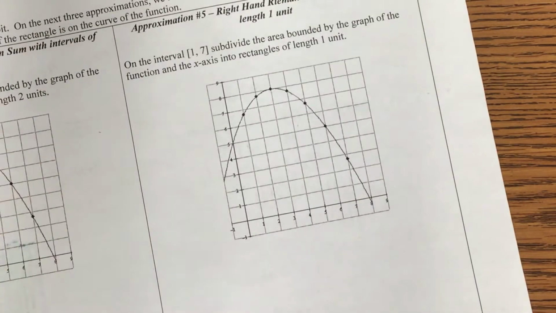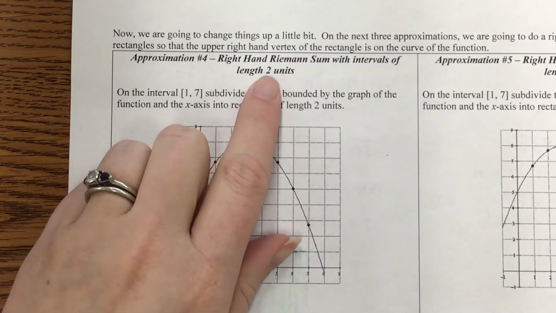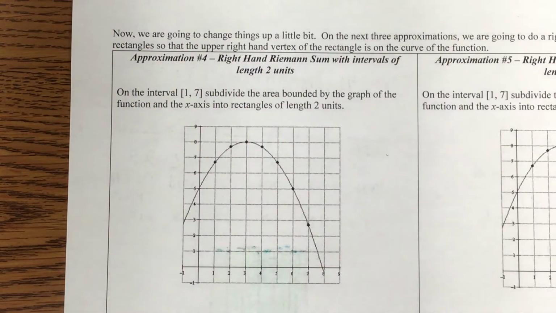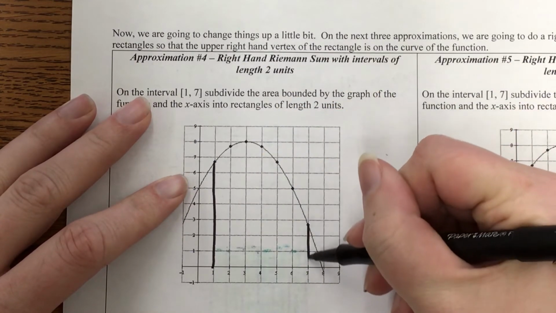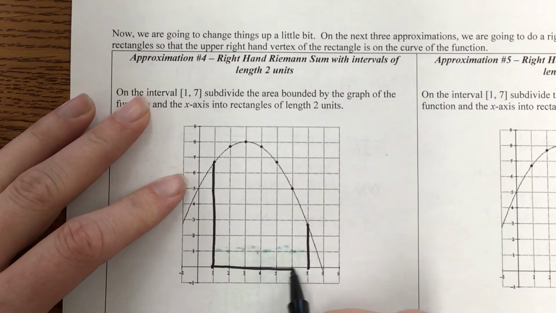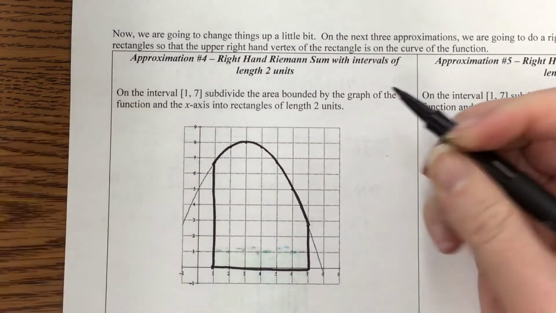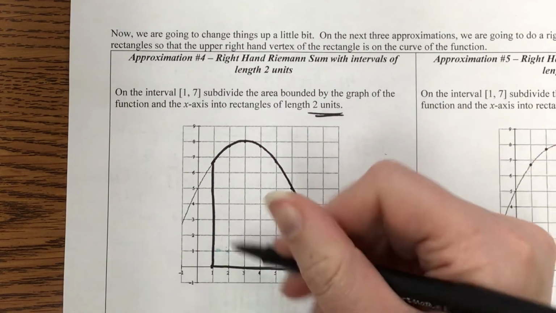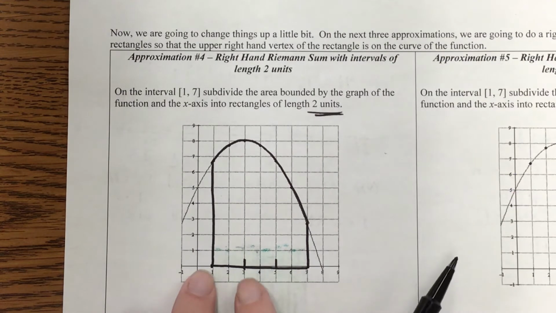All right. The next set of things we are going to do is the right-hand Riemann sum. This one is a length of 2 units, so this is page 482 in your notes. All right, we're still trying to find that same yellow area between 1 and 7, between the x-axis and our function f of x. We're told that our length is 2 units, so let's go ahead and divide those into 3 different rectangles, width of 2.